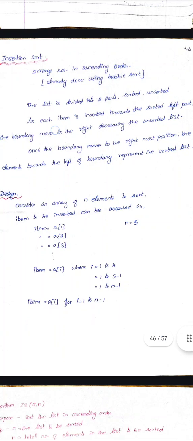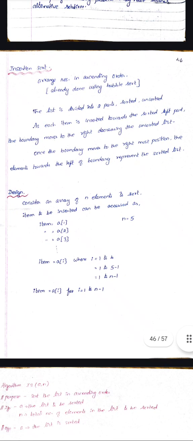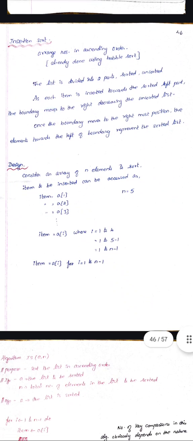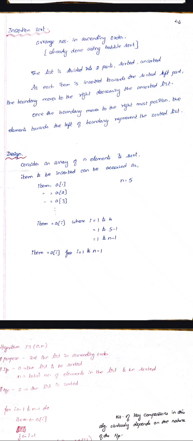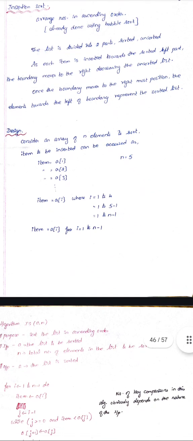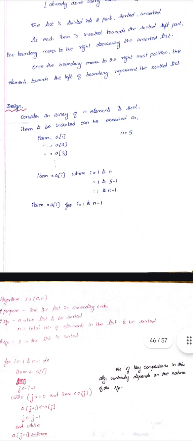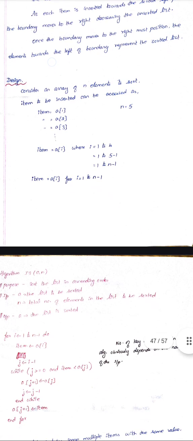Insertion sort. This arranges the numbers in ascending order, as already done using the bubble sort. The list is divided into two parts, sorted and unsorted. As each item is inserted into the sorted left part, the boundary moves to the right, decreasing the unsorted list. Once the boundary moves to the extreme right position, the elements to the left of the boundary represent the sorted list. Consider an array of n elements like this.